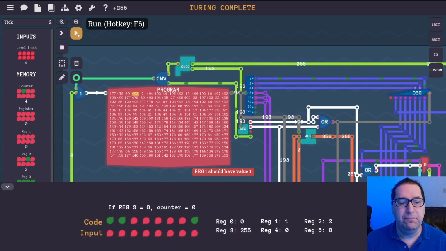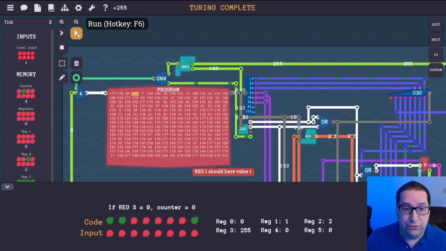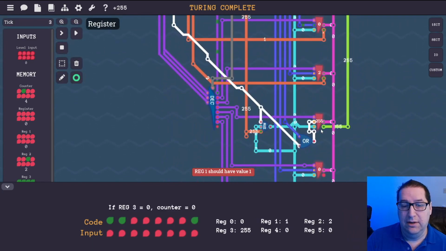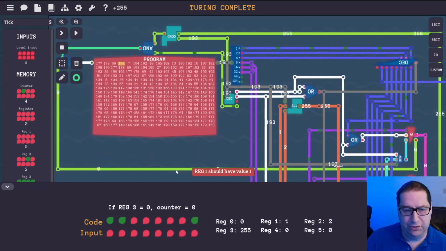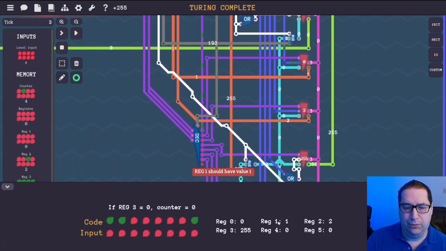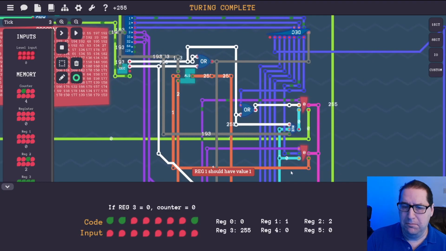Just hit run. Okay, it was not the first thing done. It looks like the fourth instruction, 193, and it is a counter instruction. So that's good. That implies that it's the counter going wrong, and hopefully I didn't break anything when I was resizing and moving things around. If register 3 equals 0, counter equals 0. Okay, and register 3 is not 0. Therefore, counter is not 0. Furthermore, it's saying register 1 should be 1. Maybe I did break something.